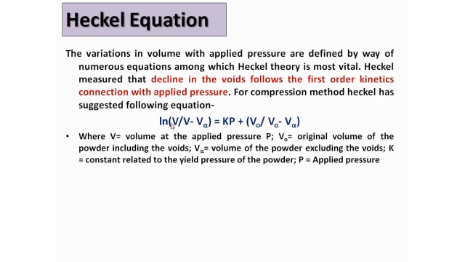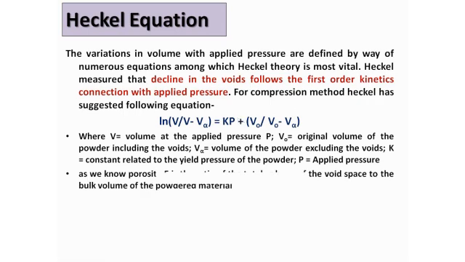V naught is the original volume of the powder including the voids. This V naught is the original or initial volume before the application of the pressure. And what do we mean by V alpha? V alpha is the volume of the powder excluding the void, meaning V alpha is the tapped volume, meaning after tapping the volume has come down. So V alpha is the volume of the powder after excluding the void. K is the constant, and P is simply the applied pressure.